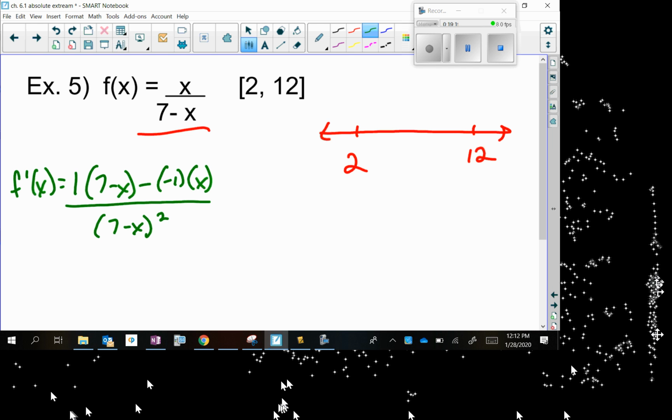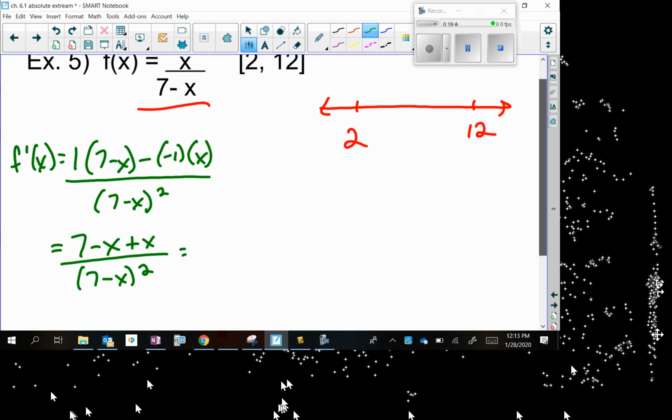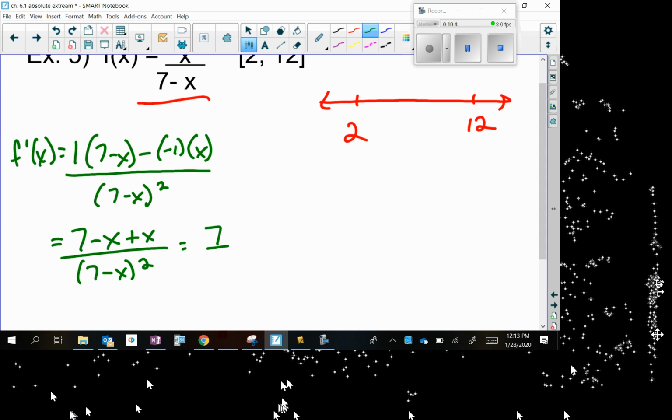Everybody good with that? Okay, now the 7 minus x we keep, right? That 1 doesn't do anything. Negative minus a negative 1x gives us what? Positive x, right? Over 7 minus x squared. So that simplifies to what? 7 over 7 minus x squared.